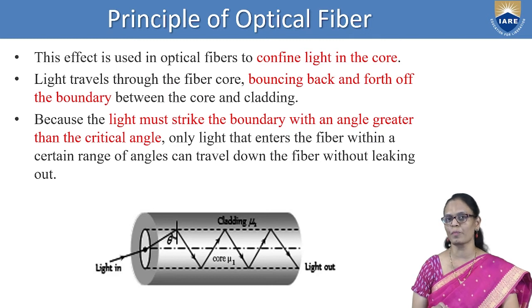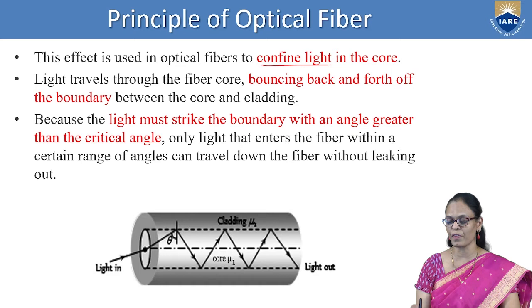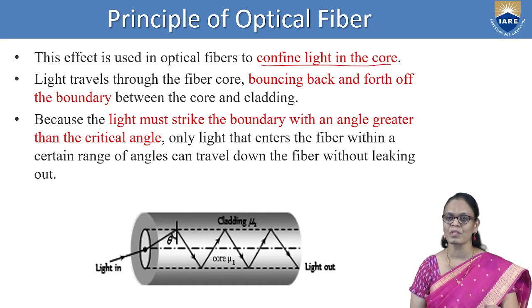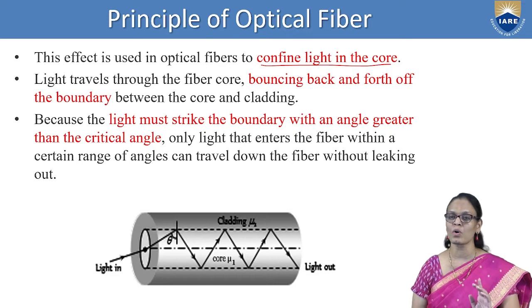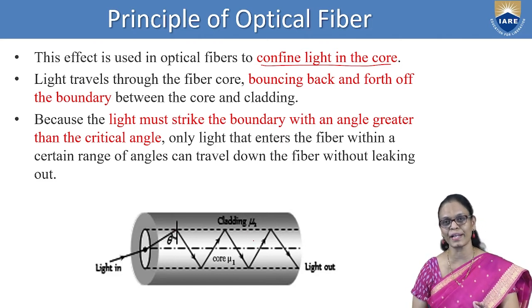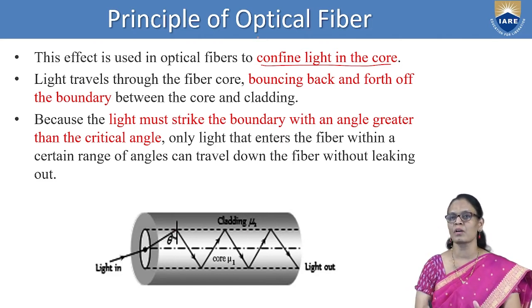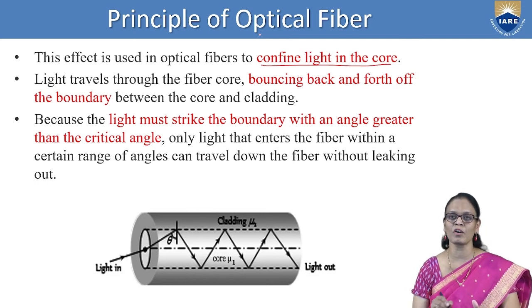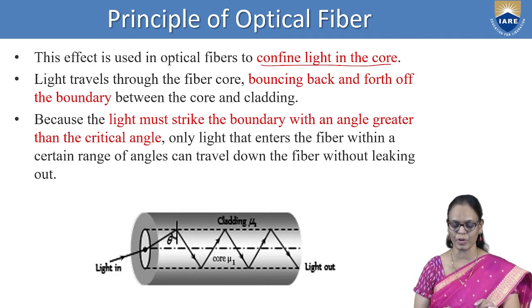Now the principle of optical fiber. This effect is used in optical fibers to confine the light in the core. So if it is not totally internally reflected, what happens? Some amount of light may get transmitted through the cladding, then there may be loss of signal. So to confine the light, to make the light travel only through the core, following the principle of total internal reflection is very important.